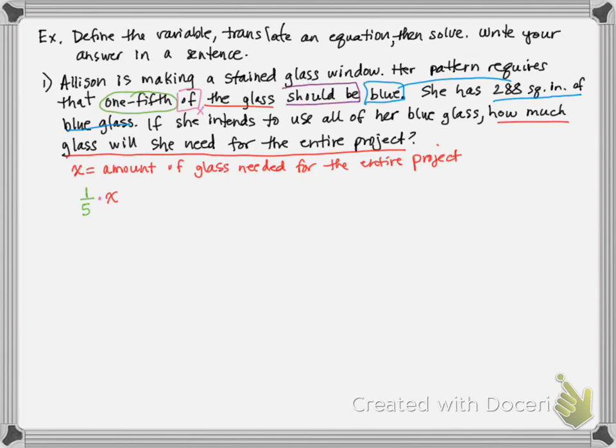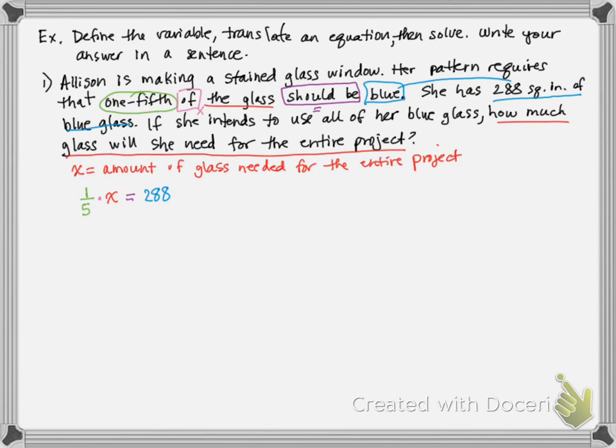That doesn't say equals, but guess what? We talked about the to be verb: is, was, were, let's see, should, shall, will, so on and so forth. Those all are to be verbs. They take the place of the equal sign. Okay. So if 1/5 of all the glass is her blue glass, and she has 288 pieces of blue glass, or square inches, excuse me, then here we've got our equation.